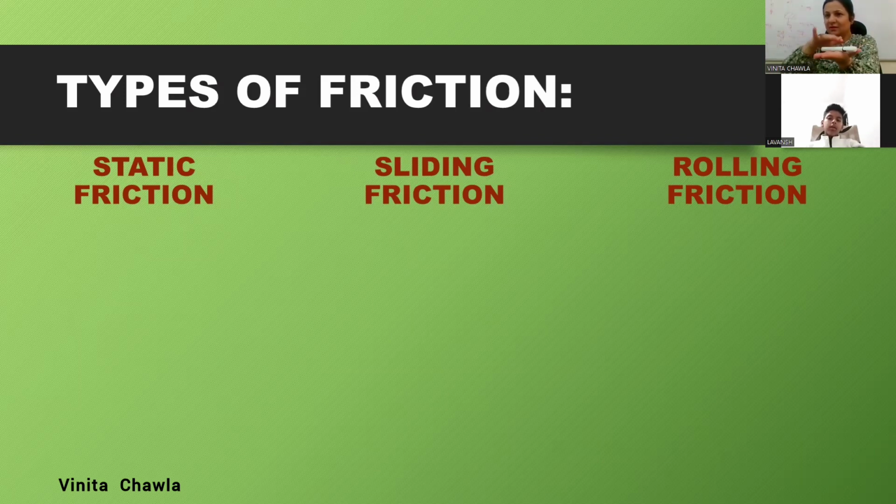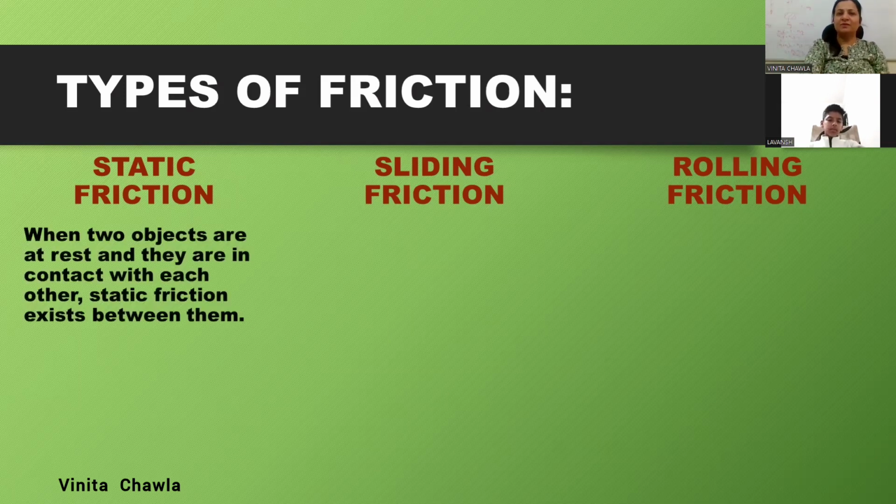This kind of friction is rolling friction, like wheels. Rolling friction arises when an object rolls over the surface of another object. So first we have static friction.